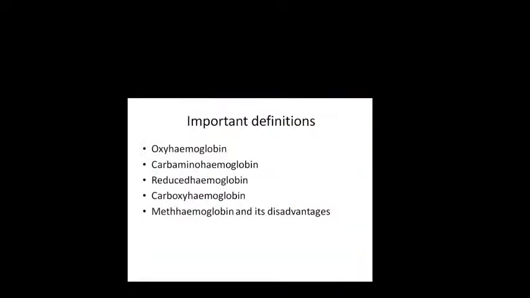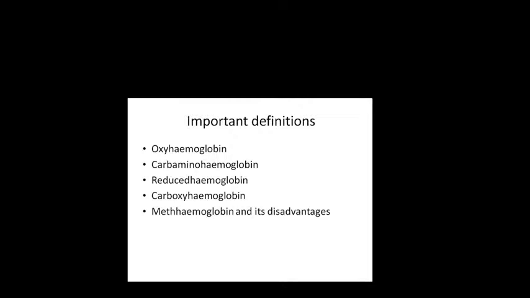Next, here you need to know a few names. What is oxyhemoglobin? When the hemoglobin combines with oxygen, it is called oxyhemoglobin, represented as HbO2. And when hemoglobin combines with carbon dioxide, it is called carbaminohemoglobin. Carbaminohemoglobin is represented as HbCO2.